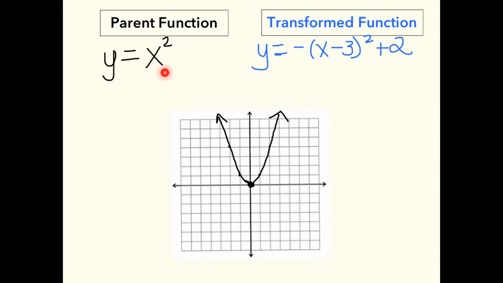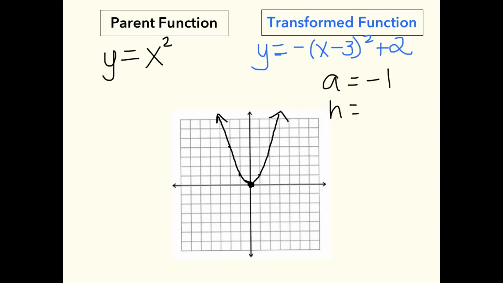So here's a quadratic parent function, y equals x squared, and the parabola, the parent function graph. And here's its transformed equation, y equals negative (x minus 3) squared plus 2. So it has an a, it's got a negative 1 in front of it. It has an h, negative 3, and it has a k, a positive 2. So the first thing I'm going to do is write down my a, which is a negative, and if there's nothing in front of it, it's like a negative 1.